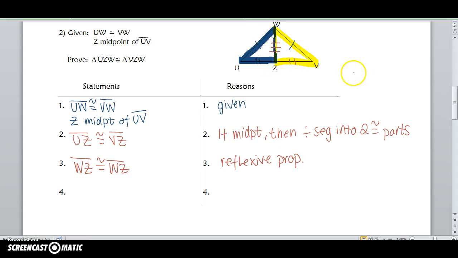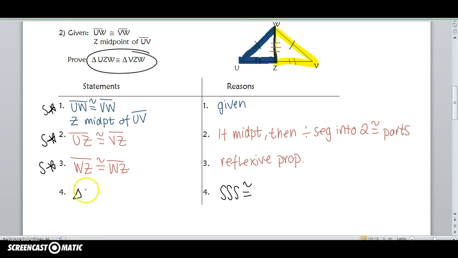So can we prove that blue triangle congruent to the yellow triangle? Absolutely. And we can do that using side, side, and we have our third side. So using side, side, side congruence, we can prove these triangles congruent. So that will match with our last statement: triangle UZW congruent to triangle VZW. And that's it.